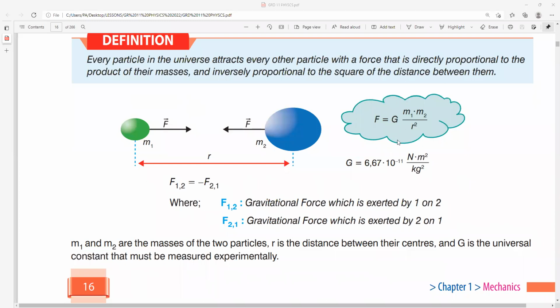Formula is here. During exam, you will have it. Force equals G times, it is new for you. G is a constant number, people, the gravitational constant: 6.67 times 10 to the power of negative 11. So don't worry about it, you will have it during exam. M1 is mass for first object. M2 is mass for second object. And then R is distance between two objects. We are going to use this formula to calculate gravitational force.